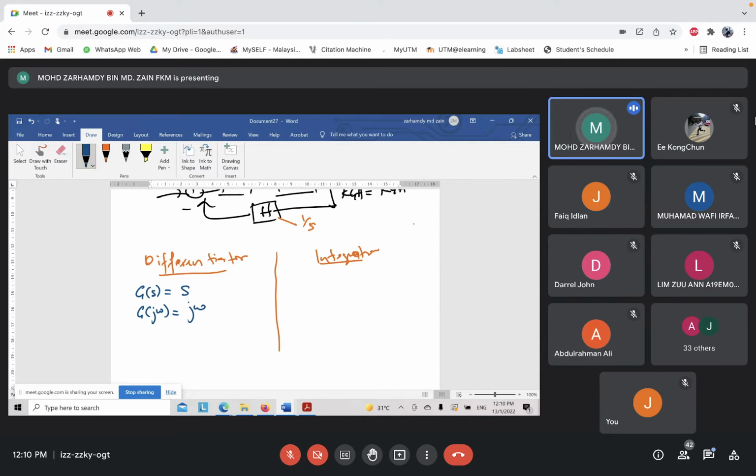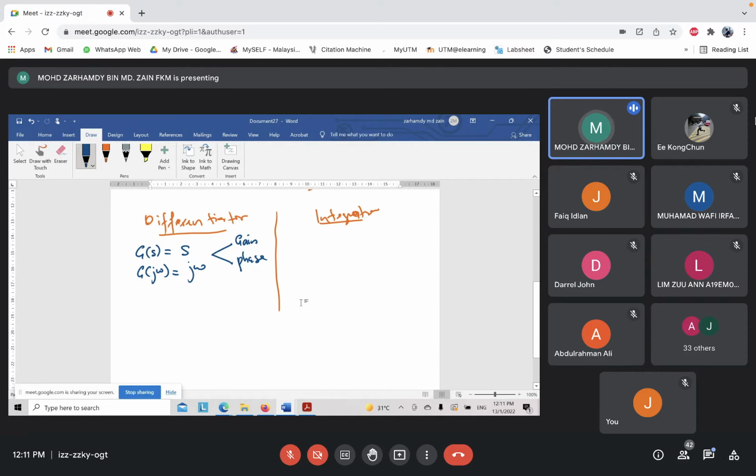So from this, what the important things we need to know, once you want to design the Nyquist diagram, they have two points where we need to identify the gain and we need to identify the phase. Okay, in this case, s equal to j omega, G(s) equal to s.